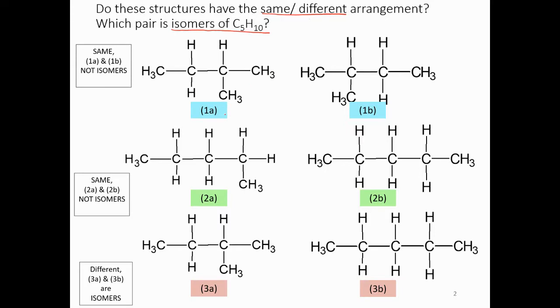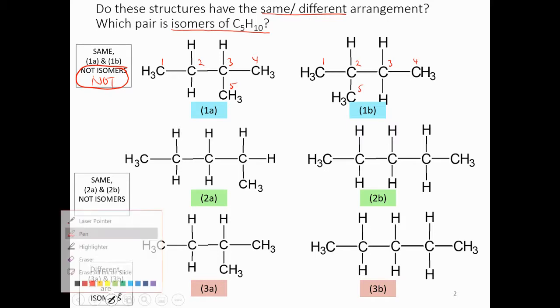Okay, now let us look at the first pair, the blue color. Okay, so let's look at this. We have 1, 2, 3, 4, 5. This one we also have 1, 2, 3, 4, 5. In terms of the number of carbon and hydrogen, it is correct, but they are not isomers. Okay, why?